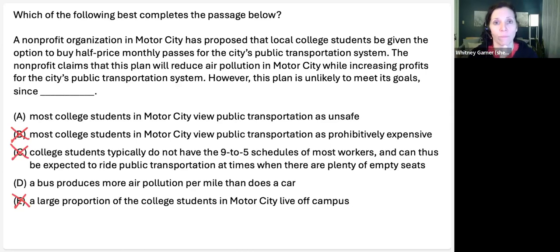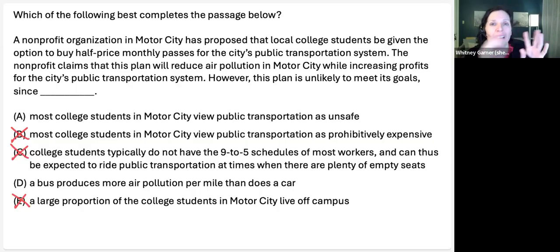But I have another question for you. Where does it tell us that Motor City has buses? Or did we just assume that? I mean, public transportation often includes buses, but that's not the only type of public transportation that a city has, right? Cities also have light rail, subways, right? And so it may not be city bus. It may be that most transportation is actually train, light rail, what have you.